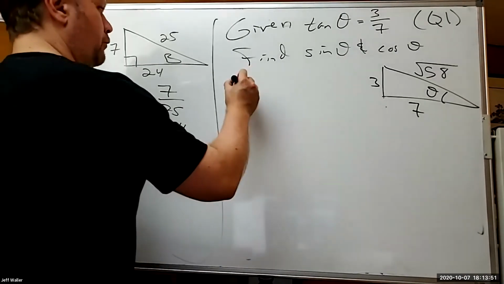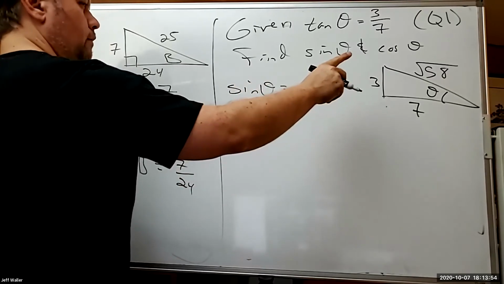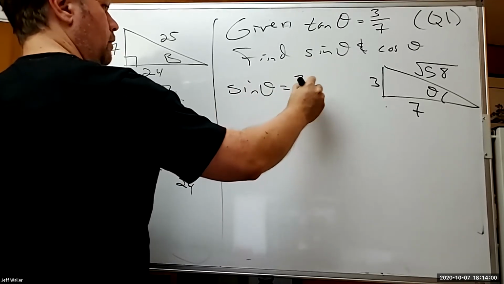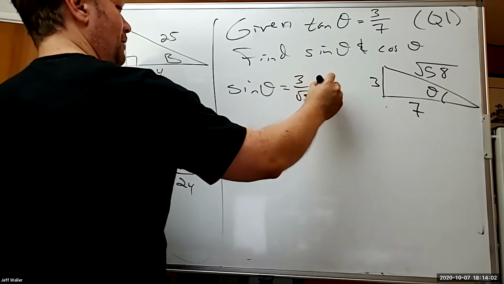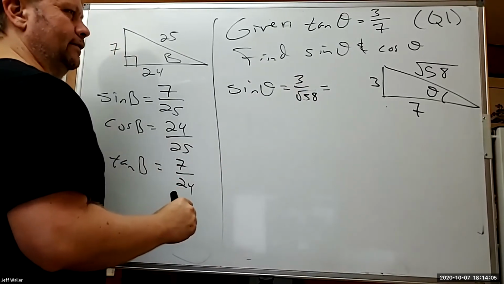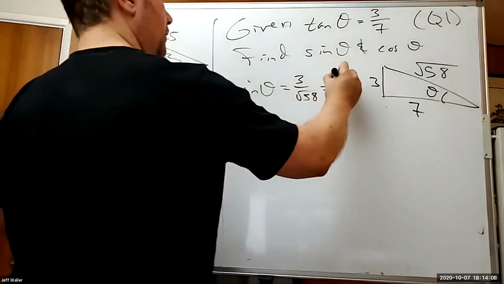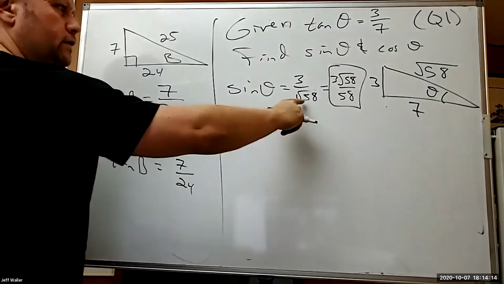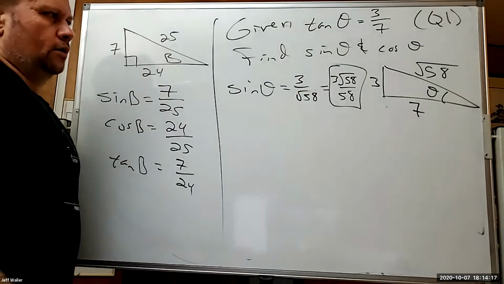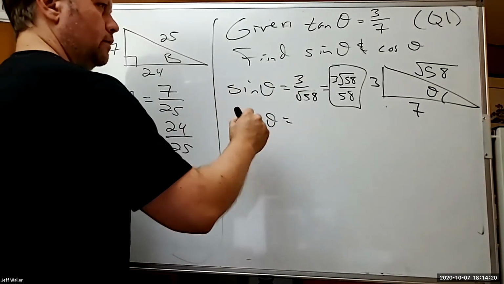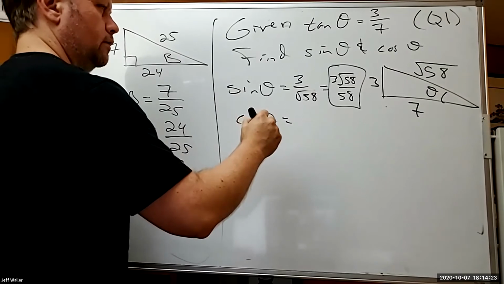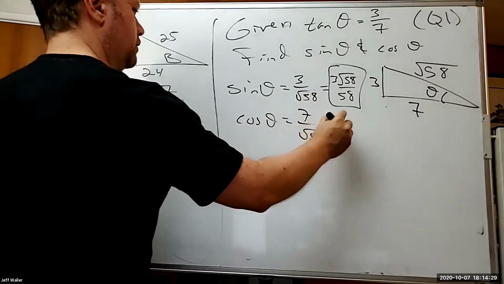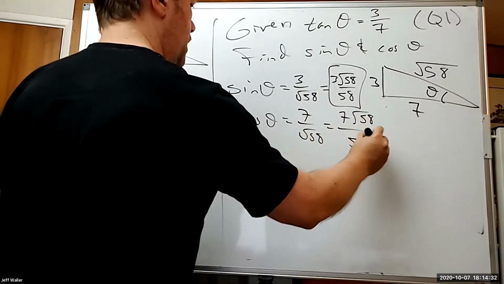So now it's not too bad. What would the sine be? 3 over the square root of 58. Yep. So what would it be then? Three times the square root of 58 over 58. All right, gotta rationalize those. And then cosine theta is going to be 7 over the square root of 58, which is 7 root 58 over 58.